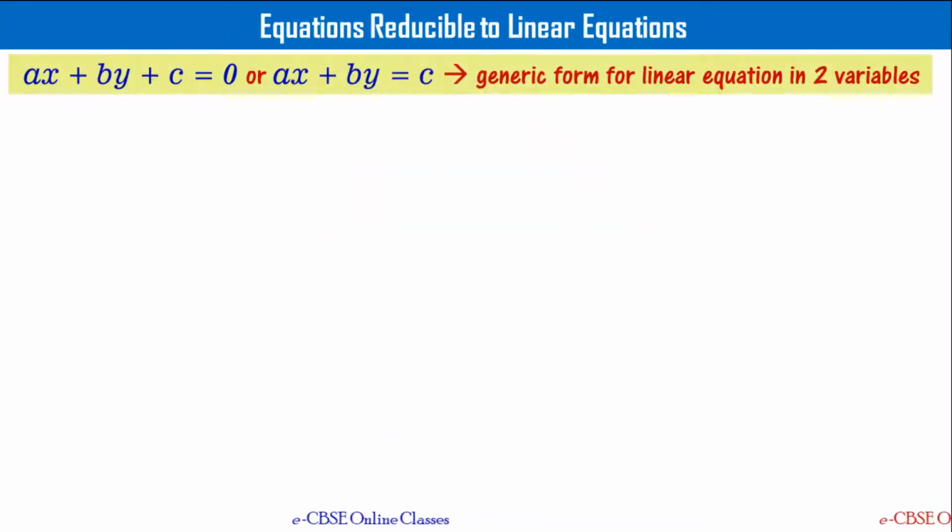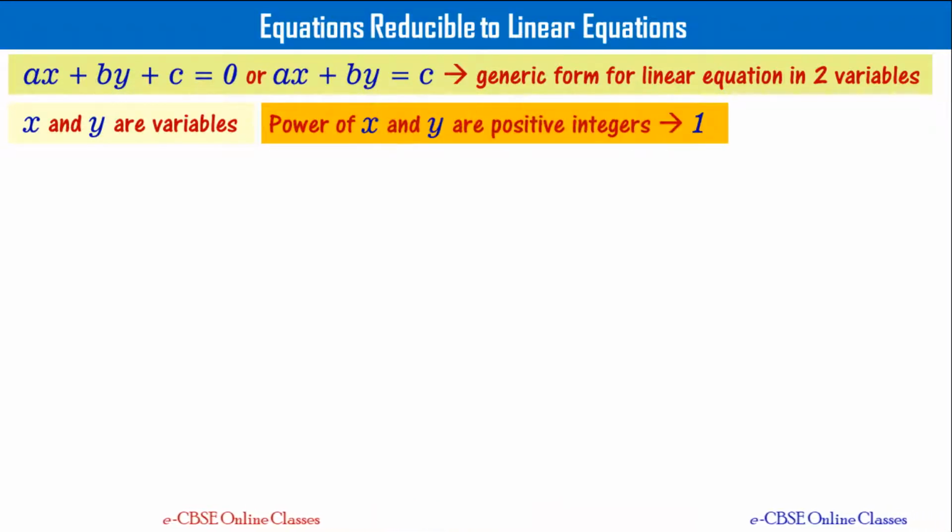We know that ax plus by plus c equal to 0 or ax plus by equal to c is the generic form for a linear equation in two variables, right? Where x and y are the variables and powers of x and y are positive integers. It is exactly equal to 1.